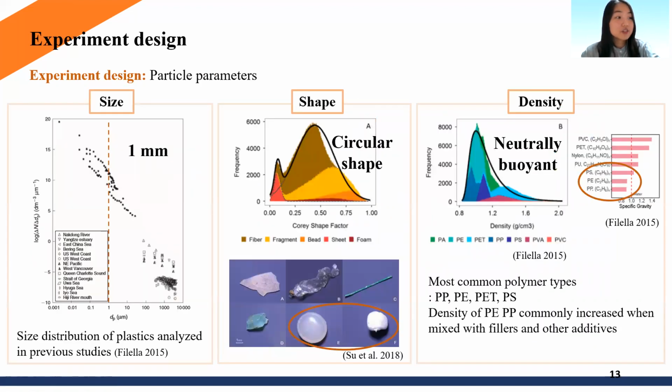So this slide further explains the characteristics of particles applied in this research. We've chosen particles with 1 millimeter diameter, which is close to the median of microplastic particles. They have a circular shape, which could represent bead or foam-shaped microplastics in nature. We're currently doing experiments with neutrally buoyant particles, which is in the range of common microplastics.